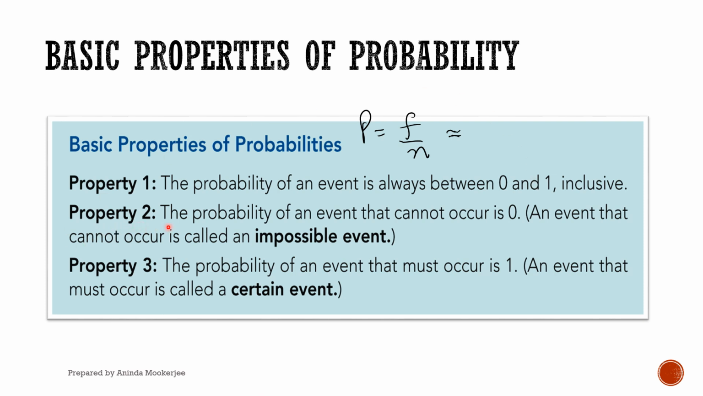Property 2 states the probability of an event that cannot occur is 0. An event that cannot occur is also called an impossible event. Property 3 states the probability of an event that must occur is 1. And that event is called a certain event. Let me just give you an example of a situation when we can have a probability value of 0 or a probability value of 1, right?